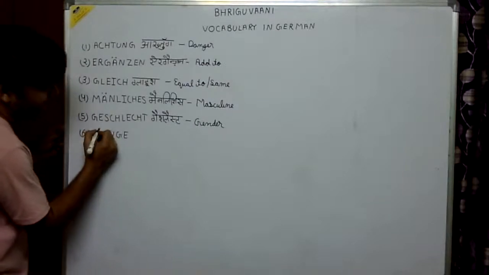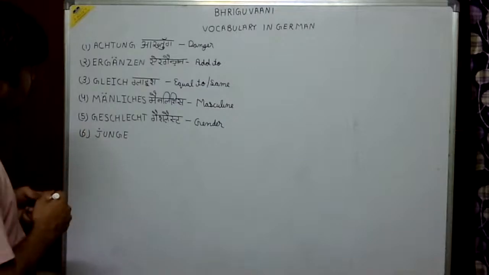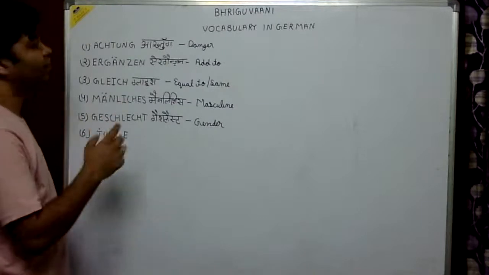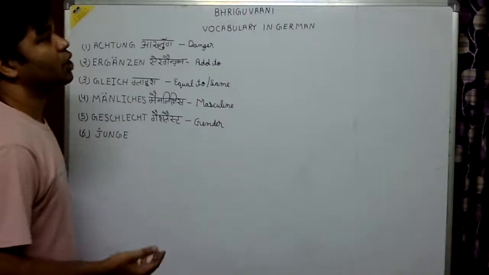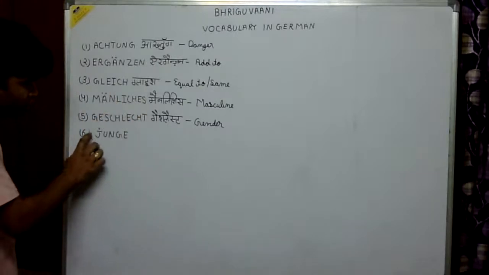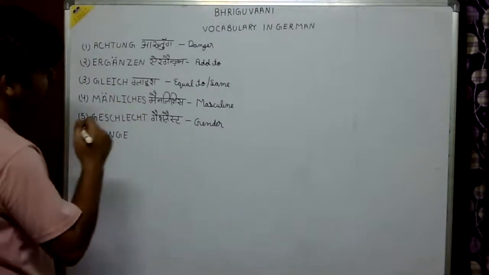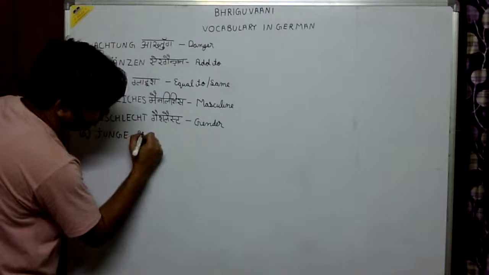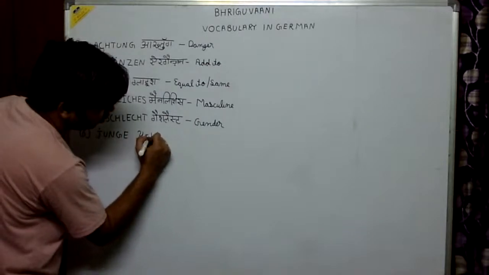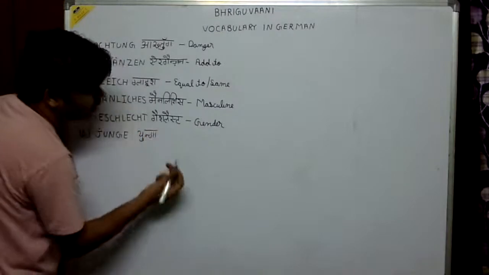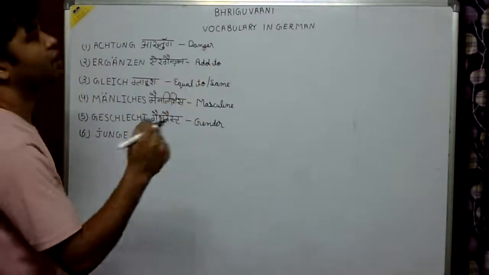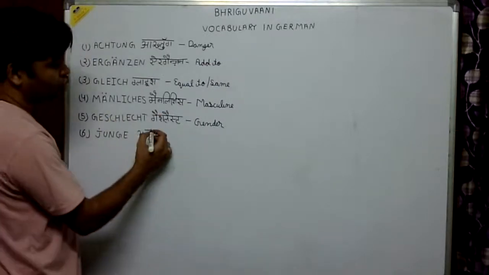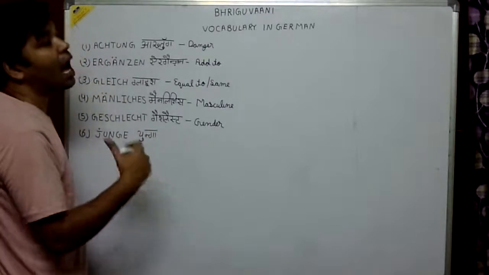When we learned the alphabets in German, we saw that we don't pronounce J, we create the sound "ya" in German. So what is this word? This word is Junge. Let me write it. Junge. We don't call it Junga, we just say Junge. Small Junge.